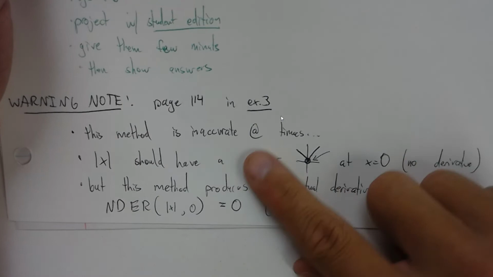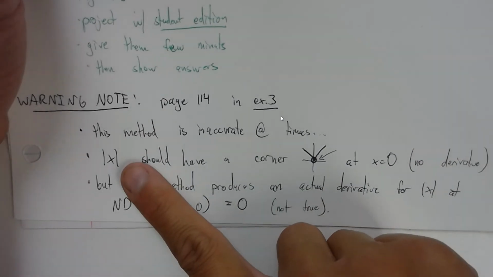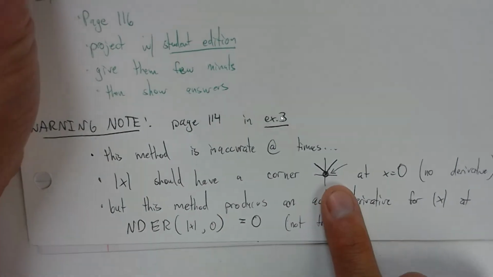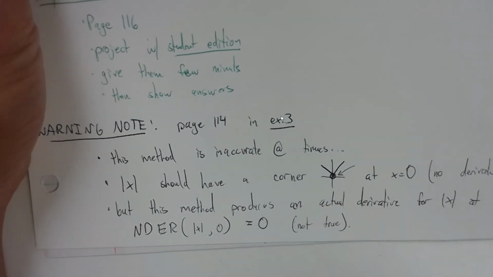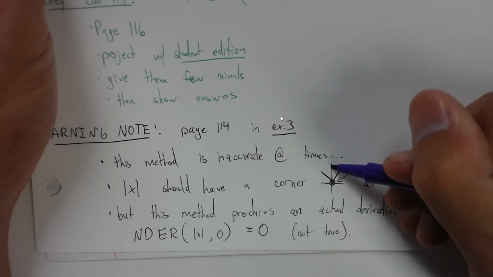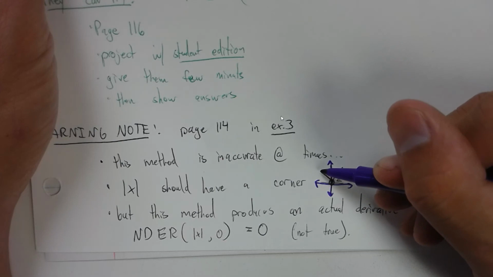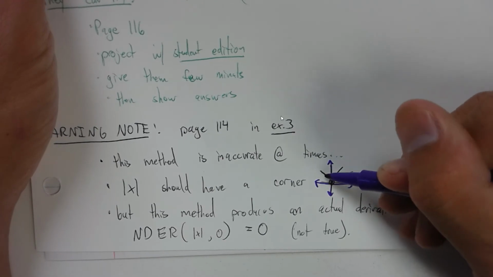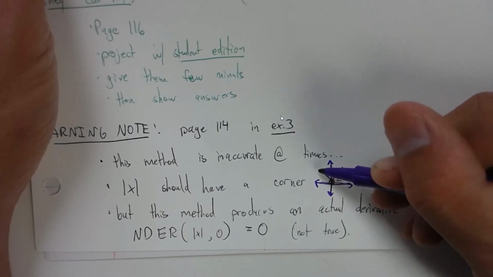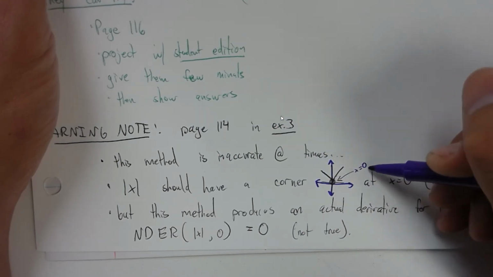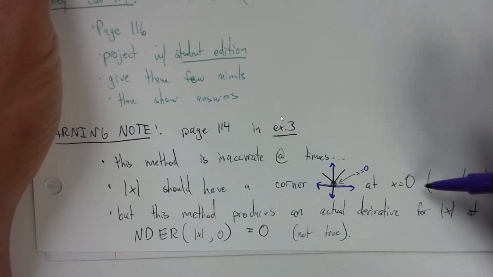Let's just say that if you plug into the function, instead of x to the third power, the absolute value of x. The absolute value of x should have a corner. This is what it normally should have. I know it's hard to see, but I'm going to draw it in purple. This is the y-axis, this is the x-axis, and the actual graph is this really sharp V. And you know that at x equals 0, there is no derivative.